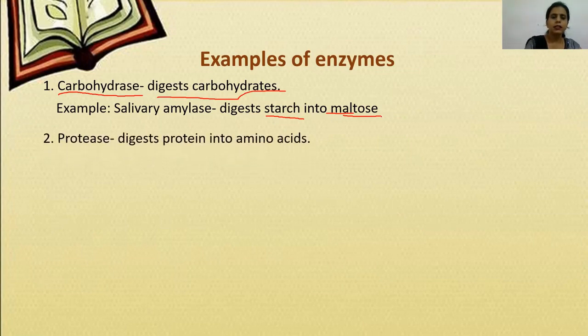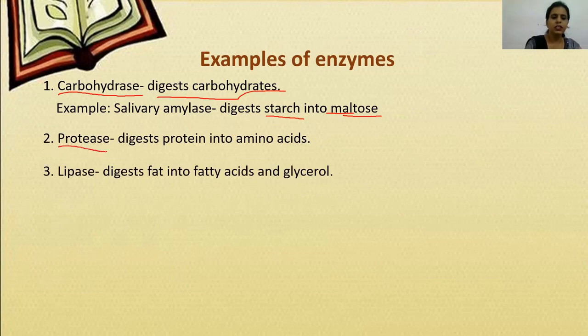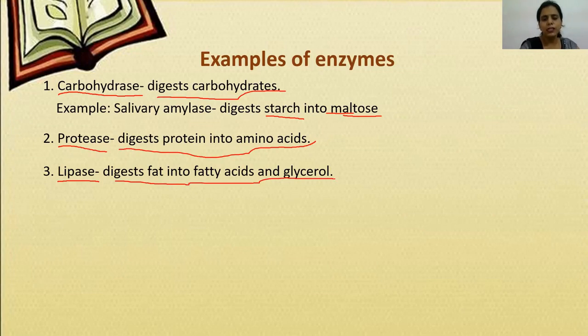Next example of enzyme is protease. As the name suggests, it digests proteins. There are actually different examples of protease. So this protease digests proteins into amino acids. So what is the function of protease? Protease enzyme digests proteins into amino acids. Third enzyme is lipase. The function of lipase is to digest fat. Lipase digests fat into fatty acids and glycerol.